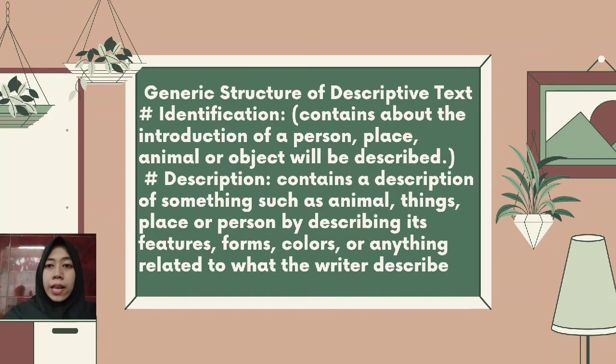Before that, I will explain to you the generic structure of descriptive text. When writing descriptive text, there is a generic structure for our writing to be correct. The arrangement is: 1. Identification. Its content is the introduction of the person, place, animal, or object that will be described. It's usually found in the first paragraph. 2. Description. It contains a description of something such as animals, things, places, or persons by describing their features, forms, colors, or anything related to what the writer describes, always in the second paragraph.